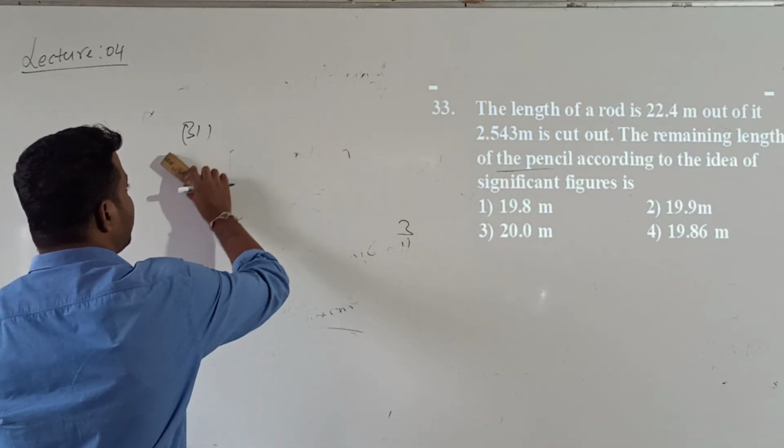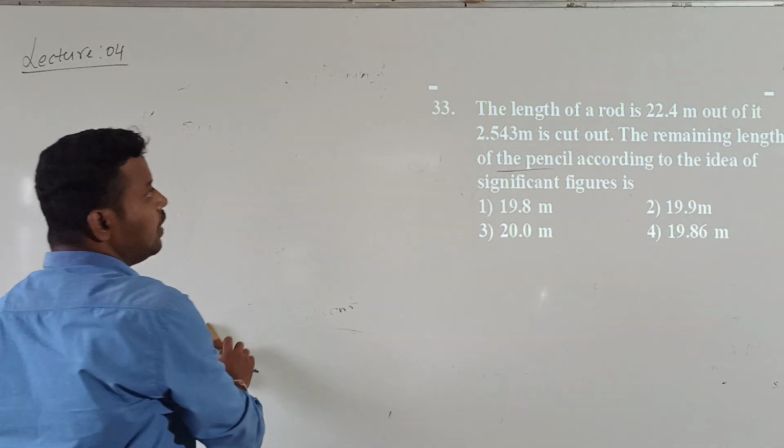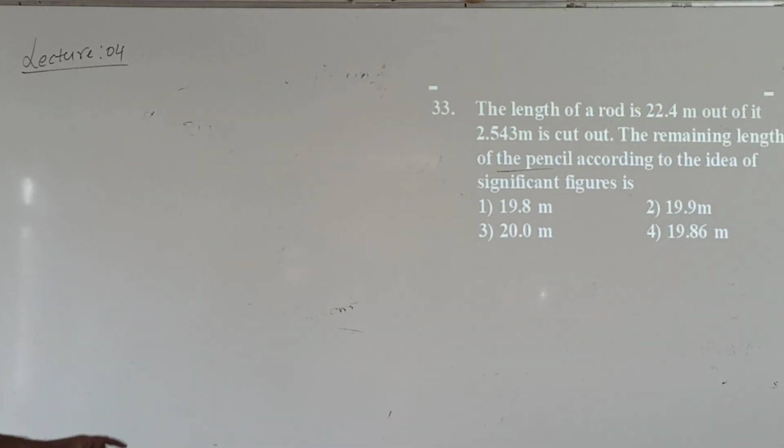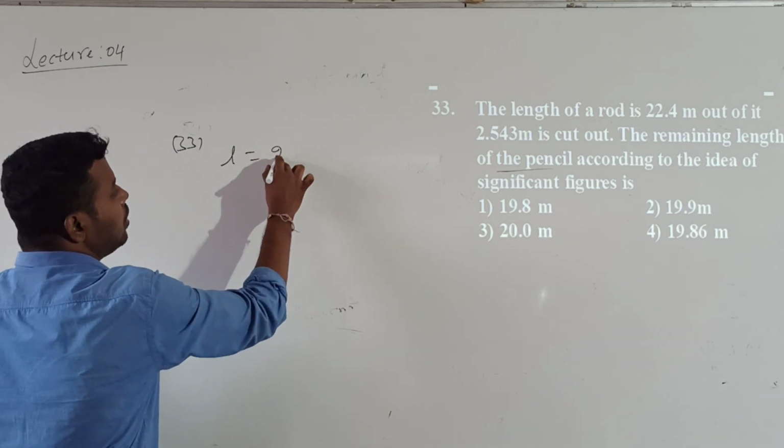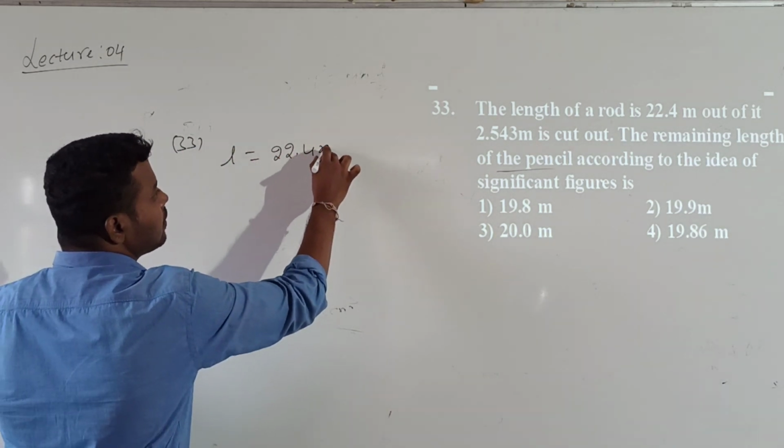So question number 33. What is this question? The length of a rod is given, so the rod length L is equal to 22.4 meters.